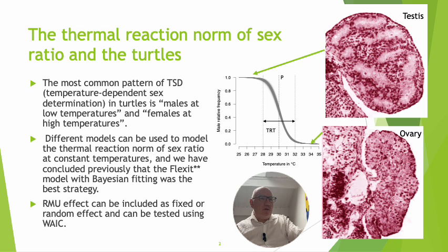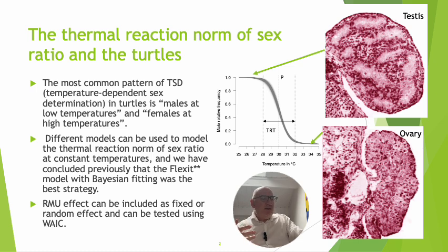So I said that we will work more specifically for turtles because we will place our discussion in the context of the male-female pattern of TSD, with males produced at low temperature and females produced at higher temperature. So this is the most common pattern of TSD in turtles. We have also the female-male pattern in TSD, for example, Chelydra serpentina, but it seems to be more rare.